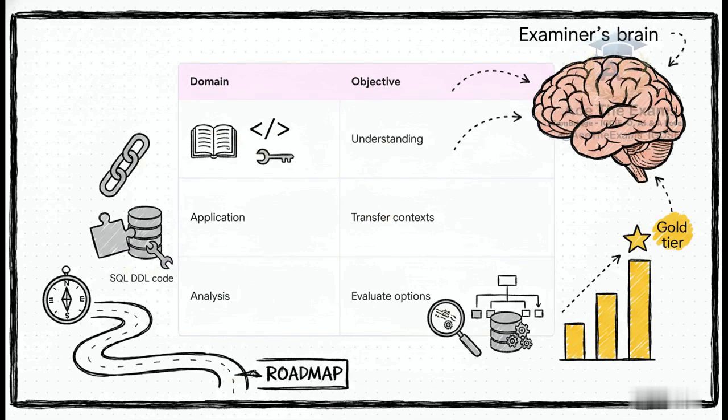And finally, the gold tier, analysis. Analysis is when the exam asks you to evaluate the implications of removing a cascading delete constraint on a foreign key. It is where you have to foresee the ripple effects of data manipulation across the entire relational schema. If you only study the baseline knowledge, you are permanently capping your grade. You must practice application and analysis relentlessly if you want to be at the top.